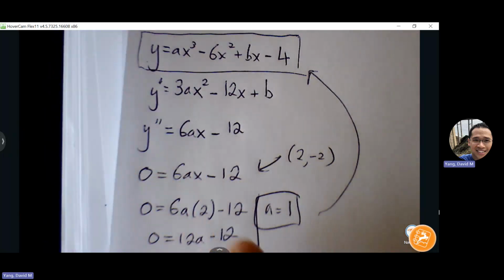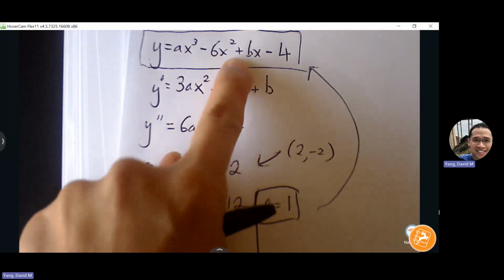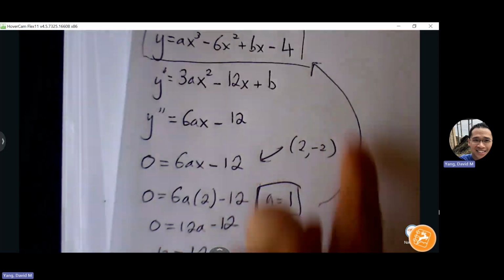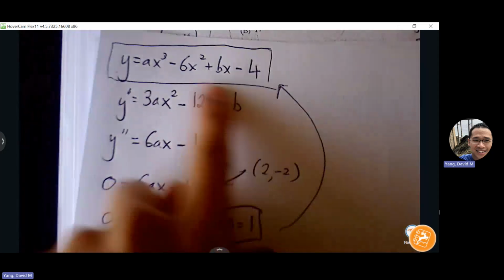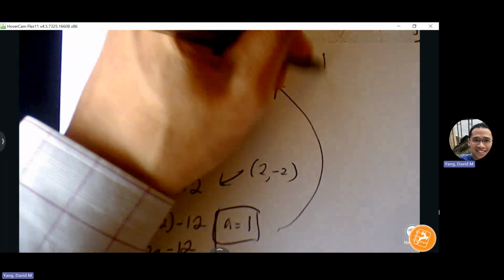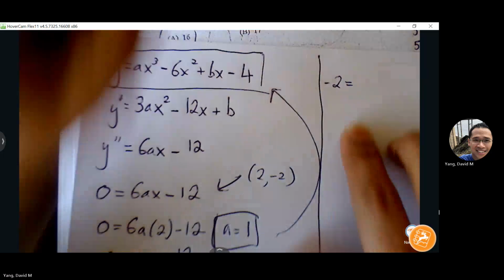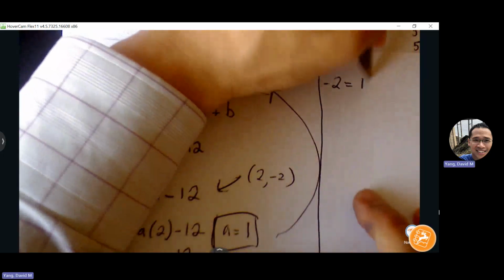We use the second derivative to get to one unknown value. Now that we have that unknown value, the remaining value is b. So replace 2 and negative 2 for x and y. And then now it's just plugging in and solving with this equation. Again, we don't have any information from y prime, so we really can't use y prime to help us with this. But we do have our original equation. So replace y with negative 2, replace a with 1, replace x with 2.